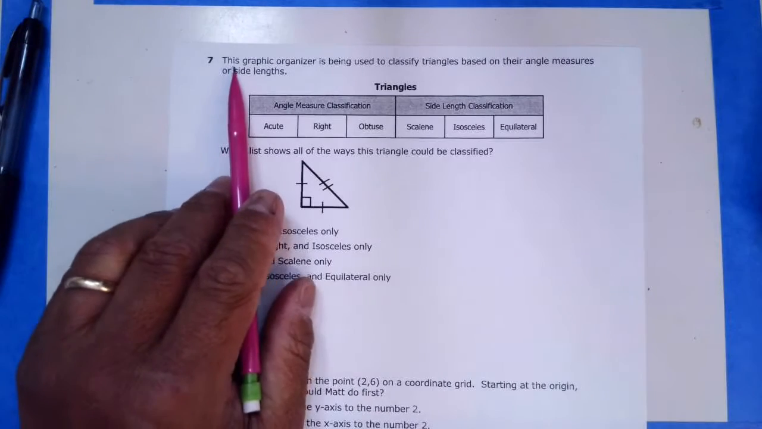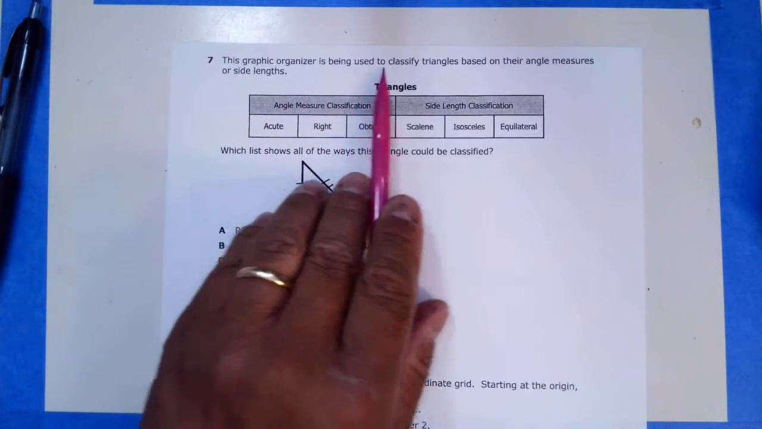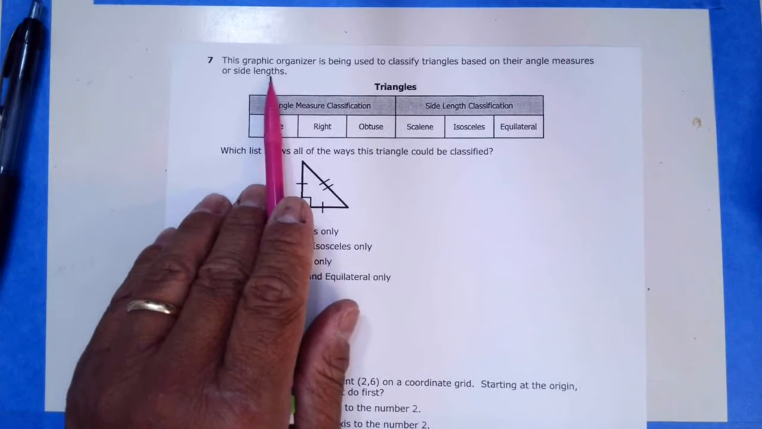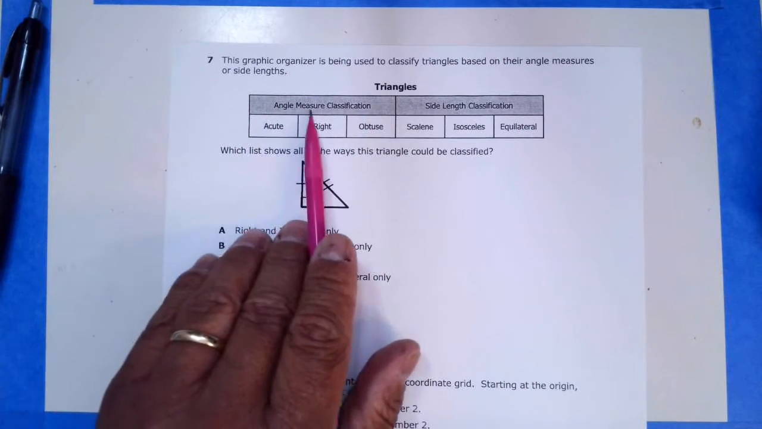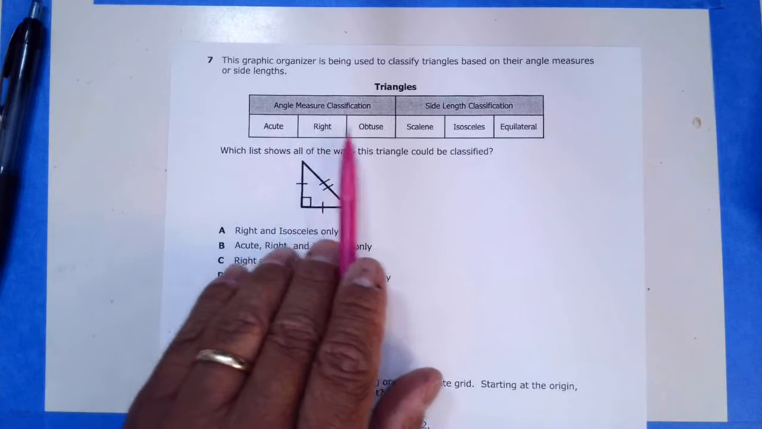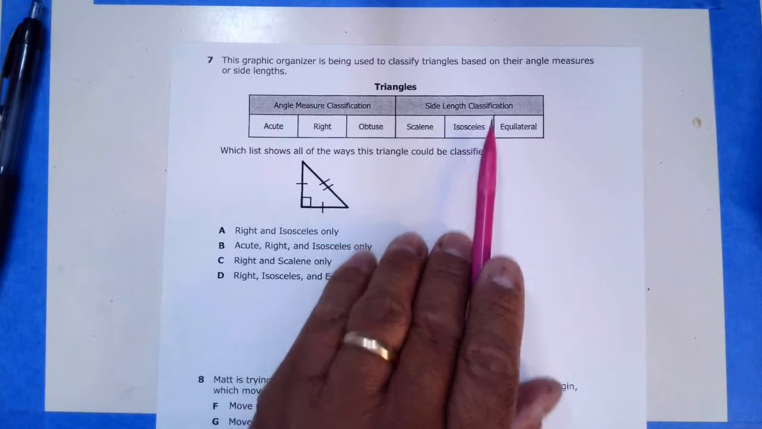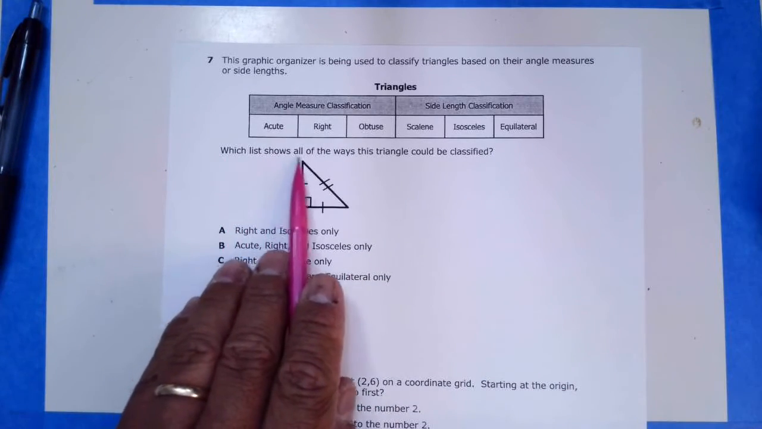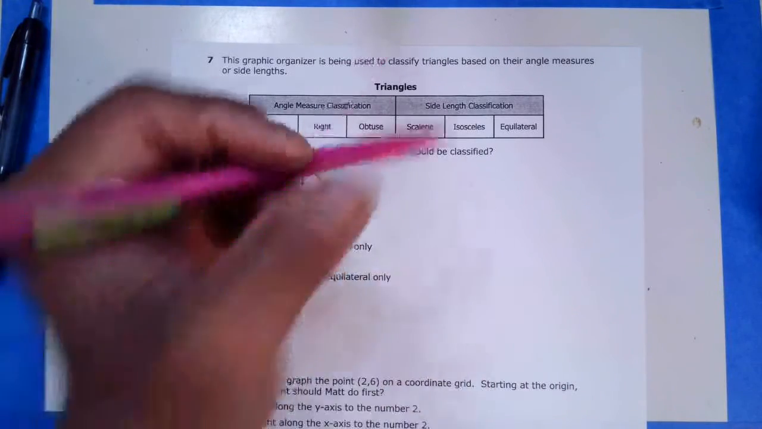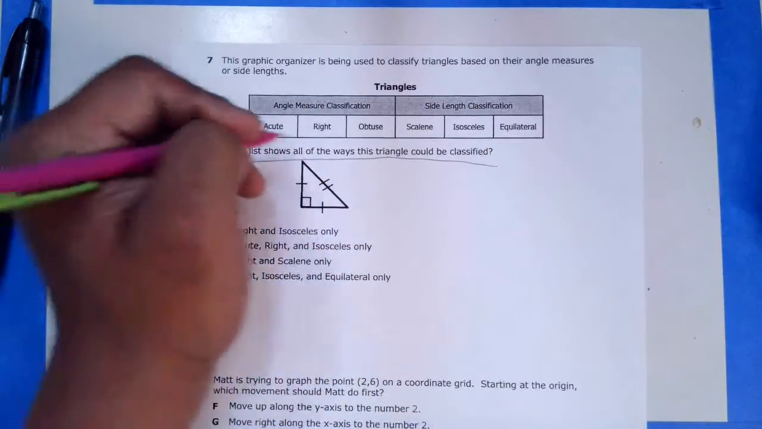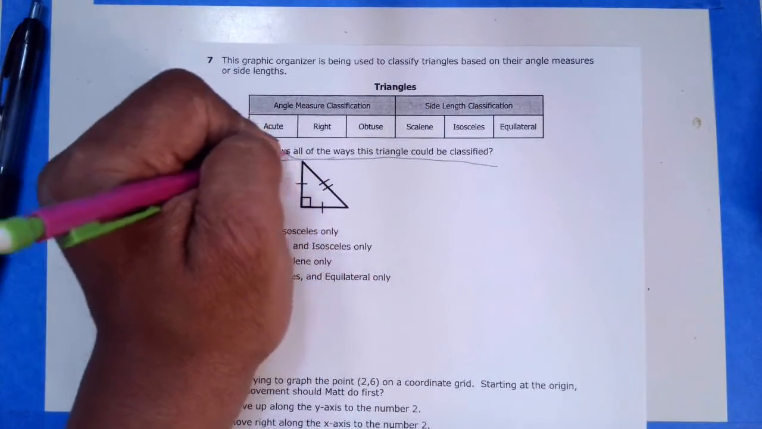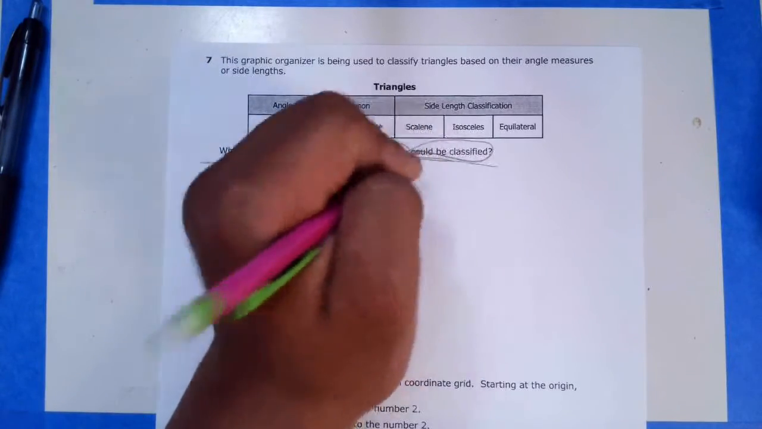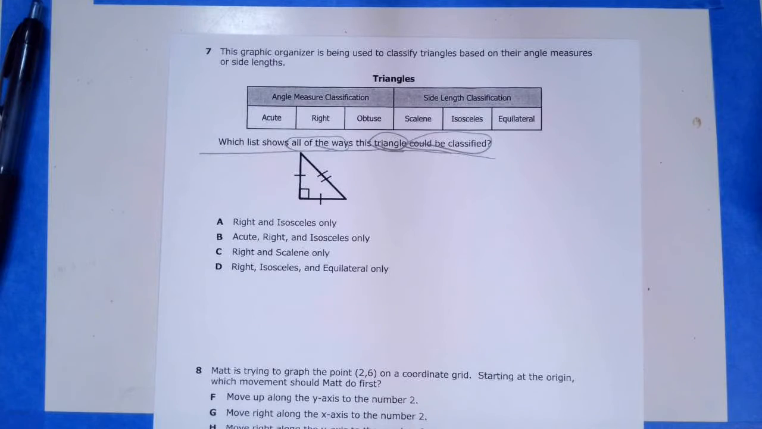On this one, this graphic organizer is being used to classify triangles based on their angle measures or side lengths. Triangles, angle measure classification, acute, right, obtuse, side length classification, scalene, isosceles, equilateral. Which list shows all the ways this triangle could be classified? So they want us to know all the ways the triangle could be classified. Okay?